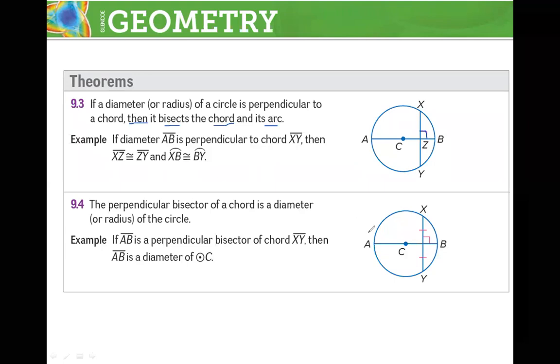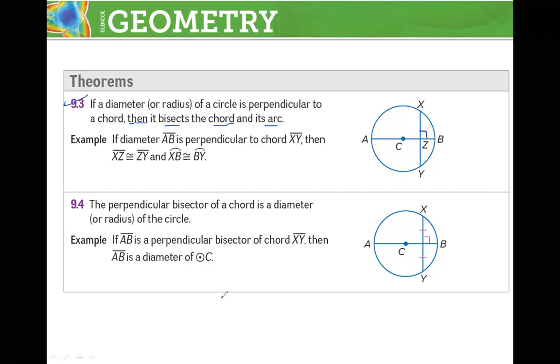Faisal. We're going to 9.4, another theorem. It's the opposite. Okay, I said that if I have a diameter and this diameter is perpendicular to the chord, then it bisects the chord and its opposite arc. This is the first one. I'm going to the second one.